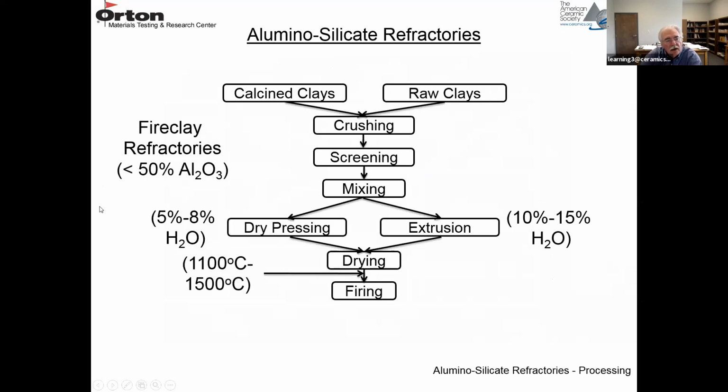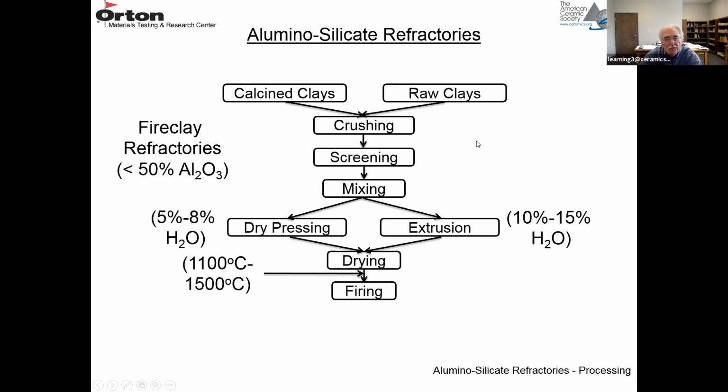So the fire clay refractories are less than 50% alumina. When you process them, you start out with a calcined clay and a raw clay. The reason you use the calcined clay is that it's pre-fired, it's already exhibited its shrinkage, it's sintered, it's dense. You use calcined clays in combination with raw clays to control the shrinkage after you fire it.